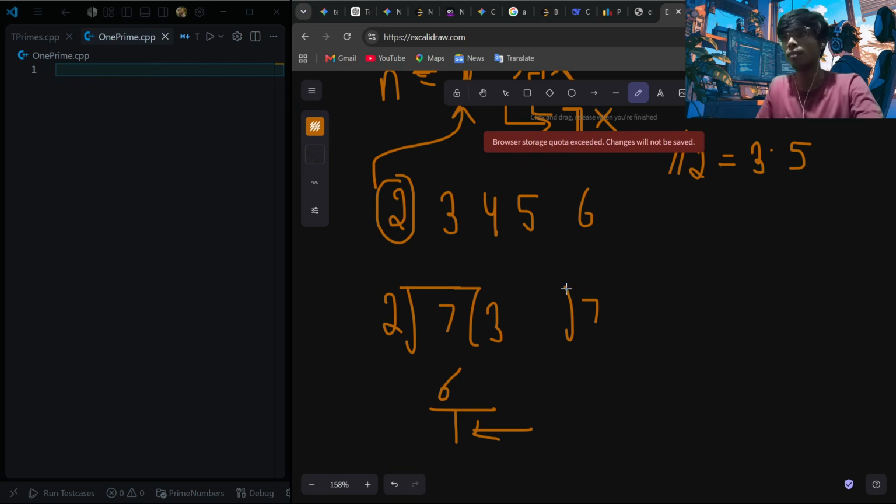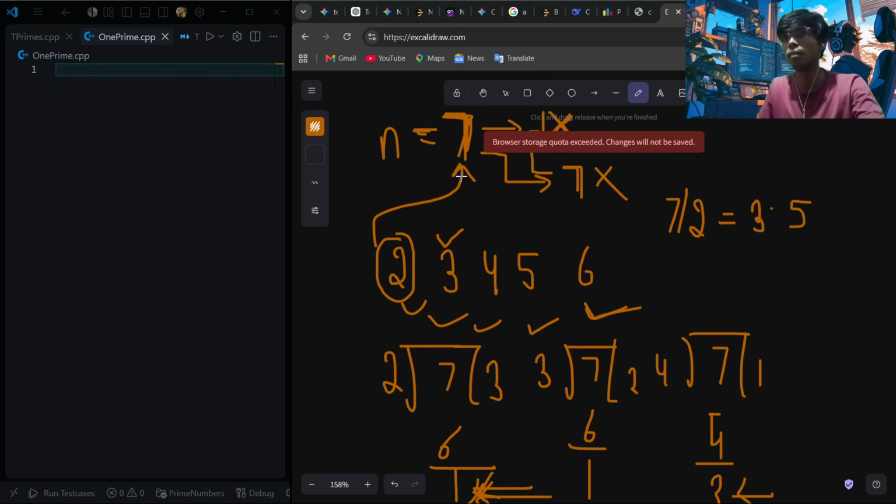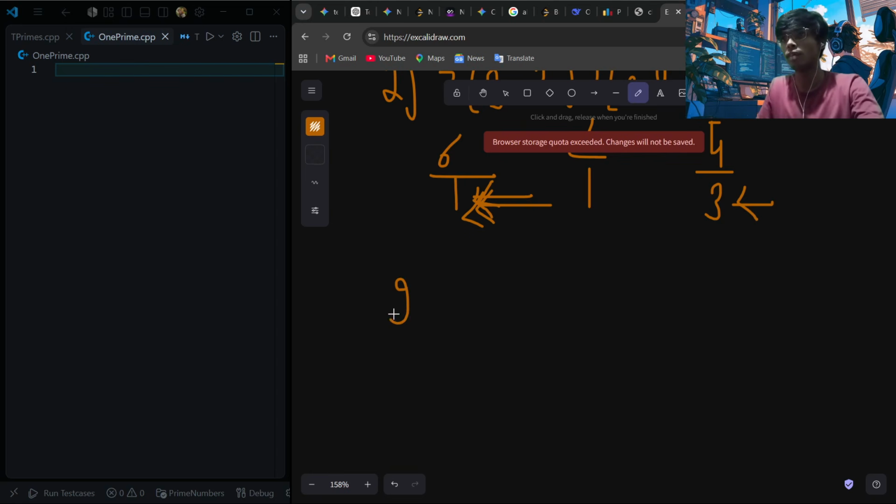Now if I divide it by 3, I get remainder 1 again. If I divide by 4, I get remainder 3. So all of these numbers, 2, 3, 4, 5, or 6, will give me some remainder. Until I get remainder equal to 0, that number will not divide 7. So I only have to check these, starting from 2 and going up to 6.